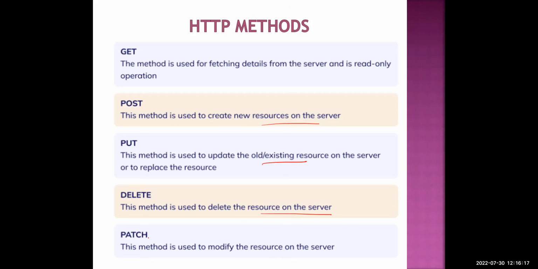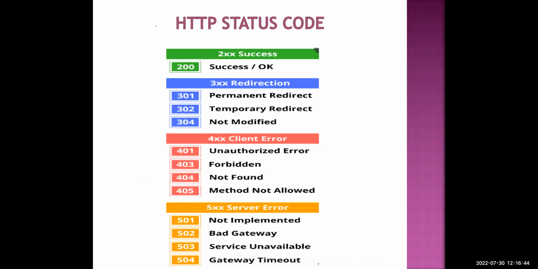What is this PATCH? PATCH will also help you to modify. So basically, PUT and PATCH are the same in functionality. But in PUT, there is one difference: it will replace the original resource with a new value. But in PATCH, what will happen? It will help you perform a partial update or partial modification. That is the main difference between PUT and PATCH, because both will do an update. Clear? Now, this is one more important question.